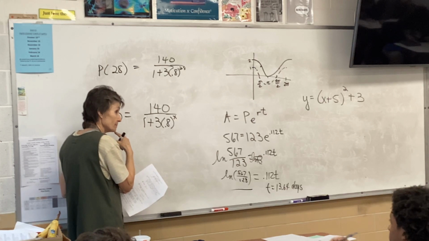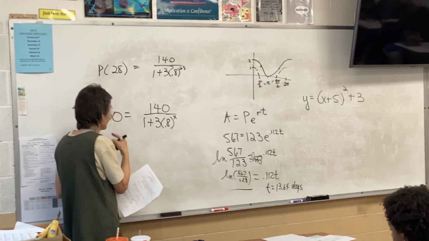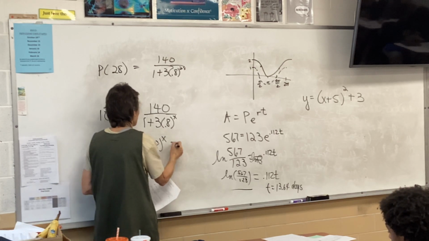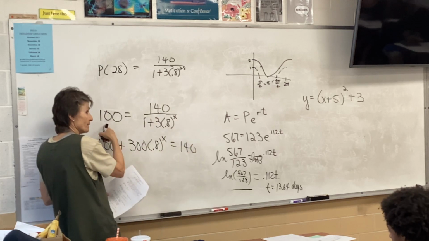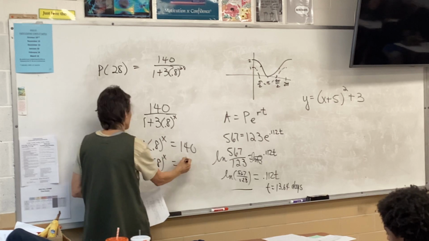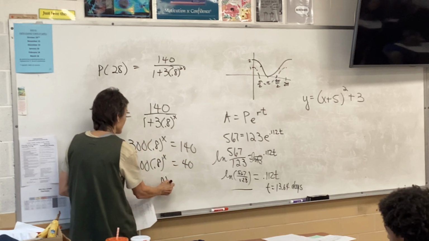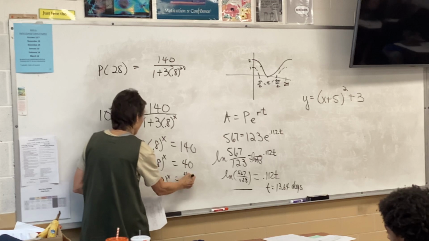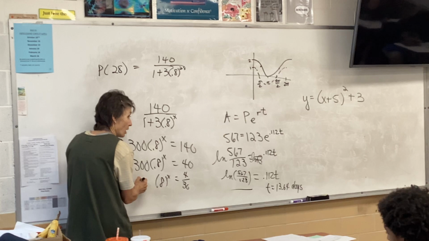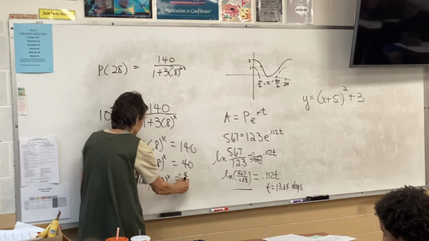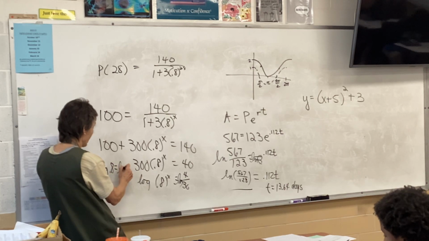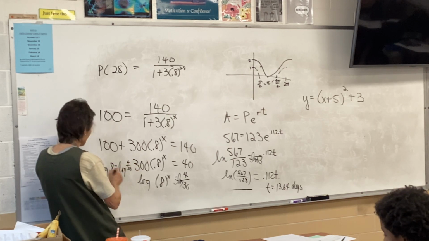Yeah. You sure? You can just solve it out. Yeah, 100 plus 300 times 0.8 to the x. So I'm multiplying this over here, get rid of the denominator. Now I got 300, 0.8 to the x equal to 40. So 0.8 to the x equals 4 over 30. I'm gonna divide it by 300. Now I will log. So x log 0.8 equals log 4 over 30, and then divide by that.